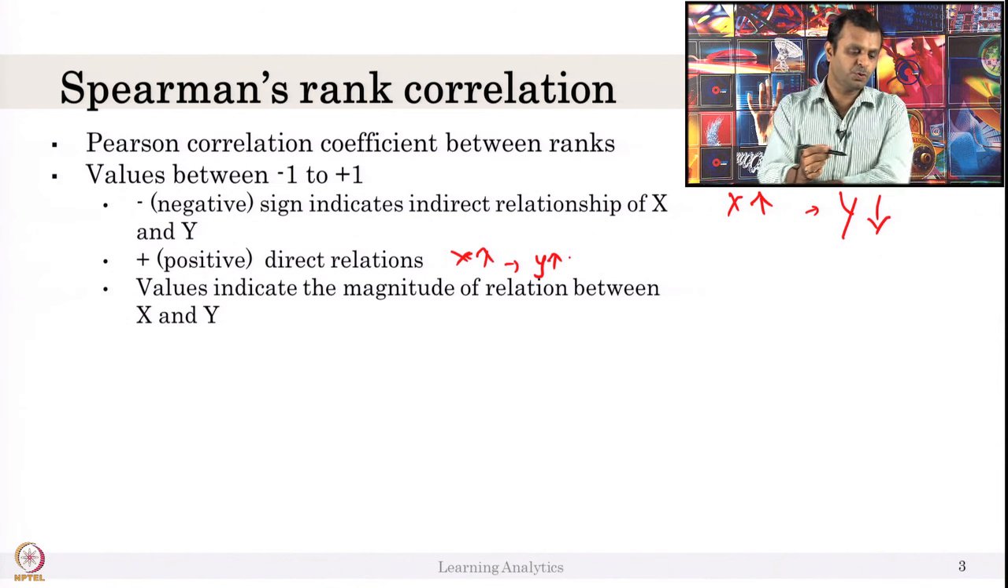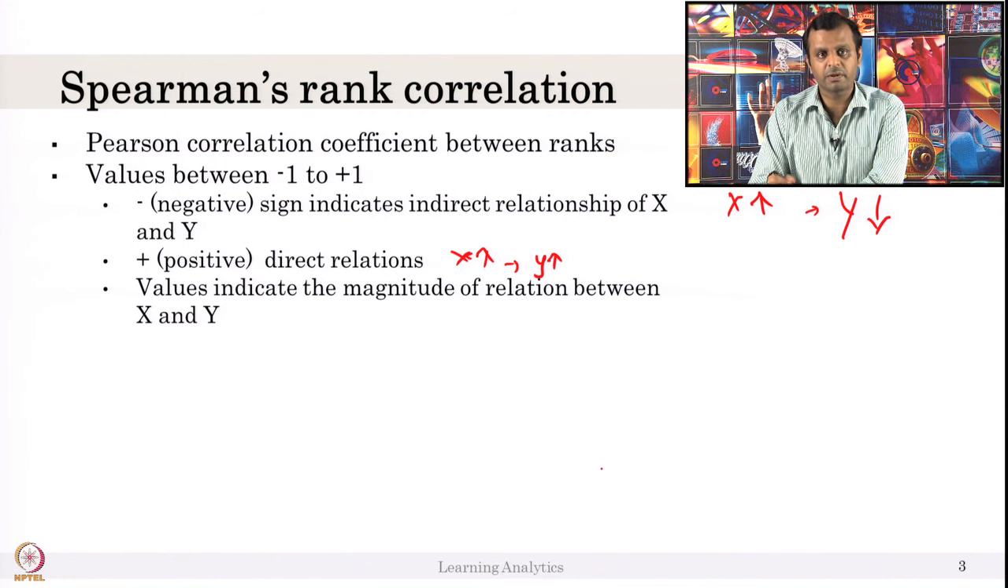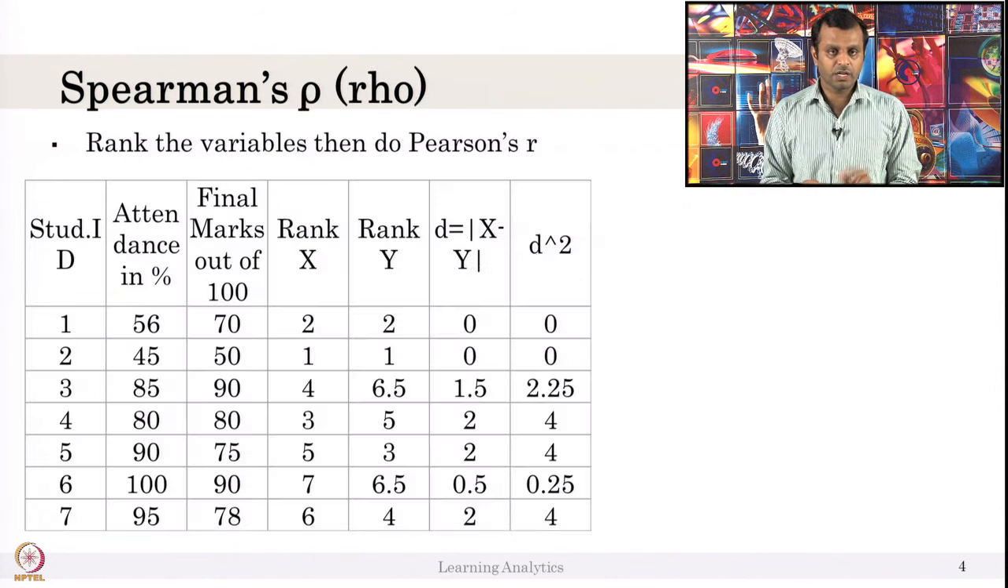The Pearson correlation coefficient between ranks is called Spearman's rank correlation. Spearman's rank correlation is nothing but the Pearson correlation coefficient applied on the ranks of the variables we use. We will discuss that in detail in the coming slides. So, ranking the variables and then computing Pearson's r is exactly what Spearman's rho is.